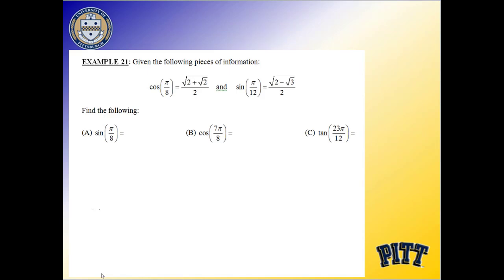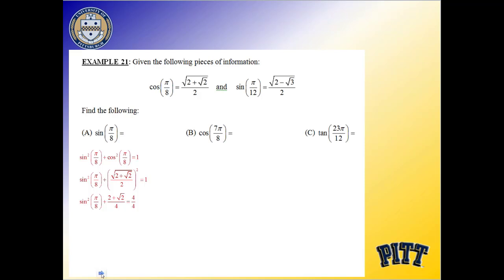So if you're given the following pieces of information, the cosine of pi over 8 equals that, and these are exact values, and the sine of pi over 12 equals what you see there. I'm not going to read them verbatim. I want to figure out what the sine of pi over 8 is. Okay, well, I could use the first one, the Pythagorean identity. The sine squared of an angle plus the cosine squared of the same angle should total 1. So if I square the cosine of pi over 8, I get this.